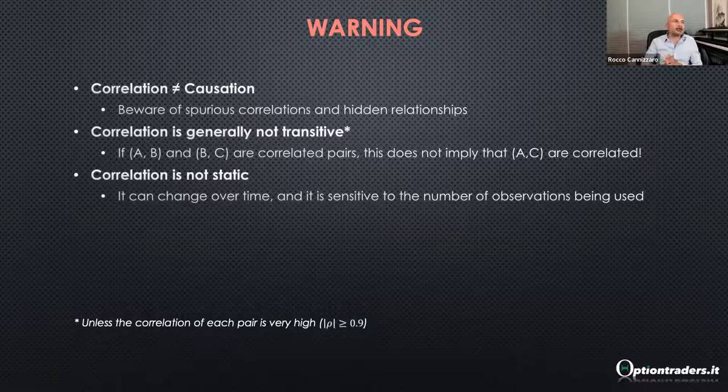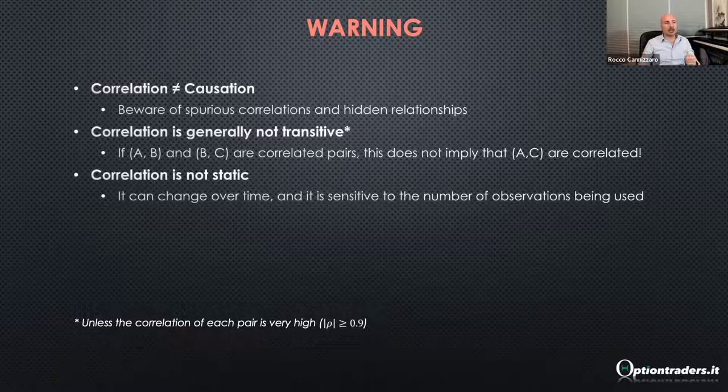Another important aspect is the fact that correlation is not transitive in general. What do I mean by this? If we find two pairs, let's say A and B, and then B and C, and we find that A and B are correlated and also B is correlated to C, this does not mean that A is going to be correlated to C. Just because the two pairs have one asset in common, it does not mean that the correlation simply translates from one pair to the other.